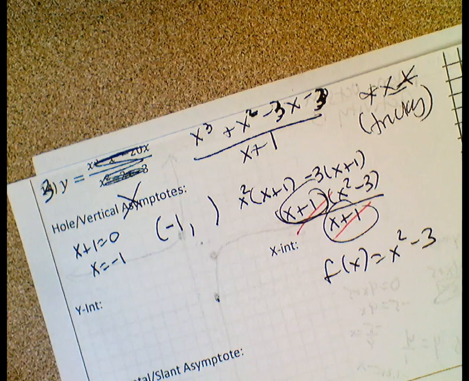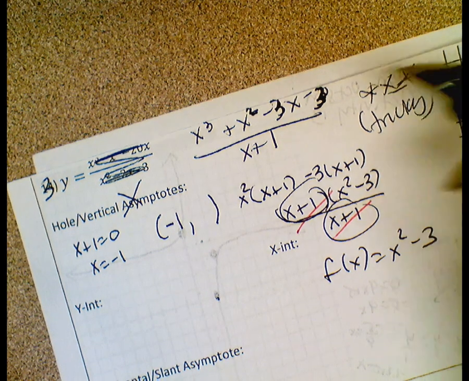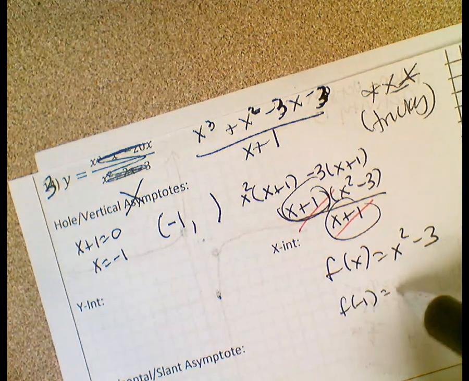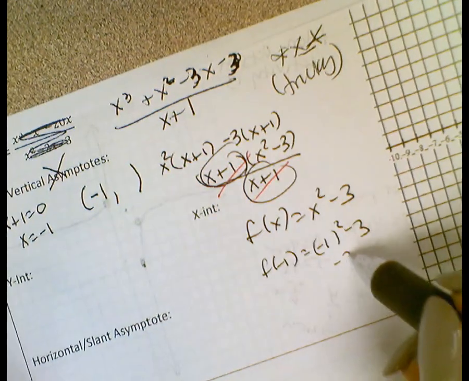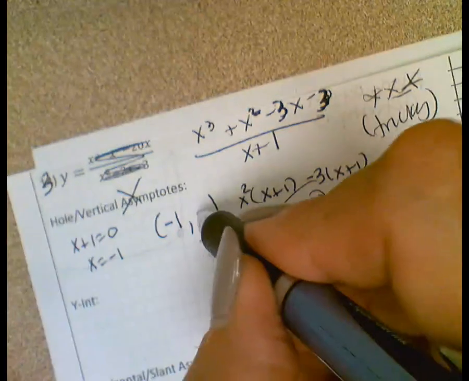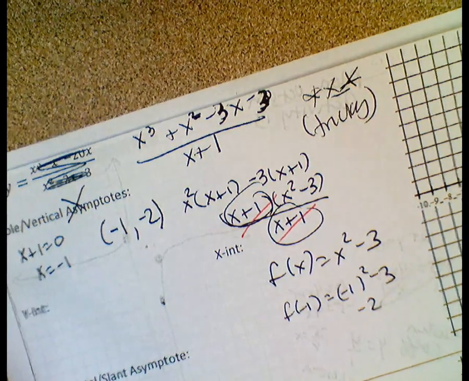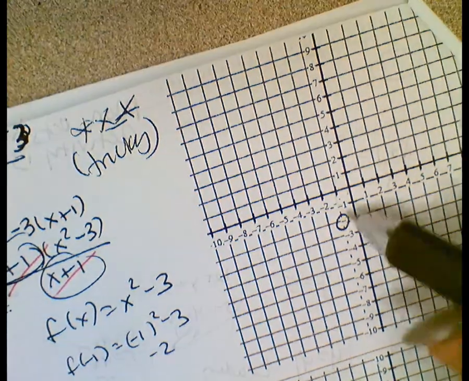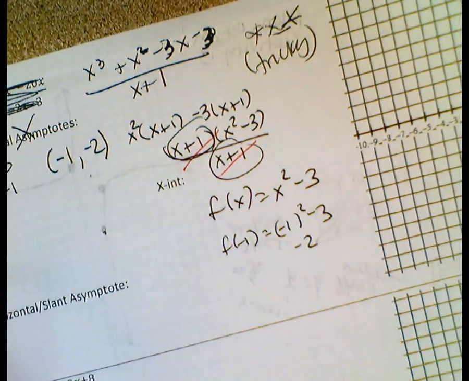Yes. Thank you. Think you did all right? Yeah. Okay. So when you plug the negative 1 into this, you get 1 minus 3, which is negative 2. So I'm going to put that right here. So the hole is at negative 1, negative 2, which is right there. You see that? Negative 1, negative 2. That's the hole.